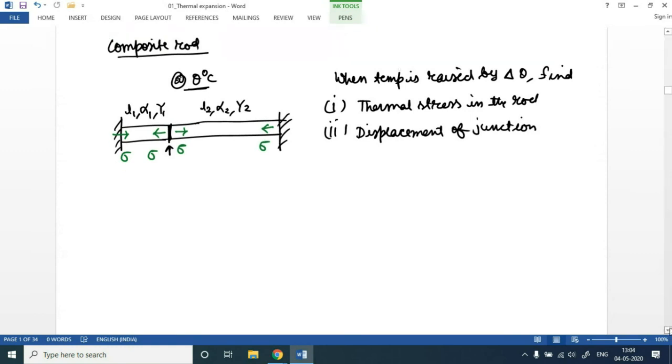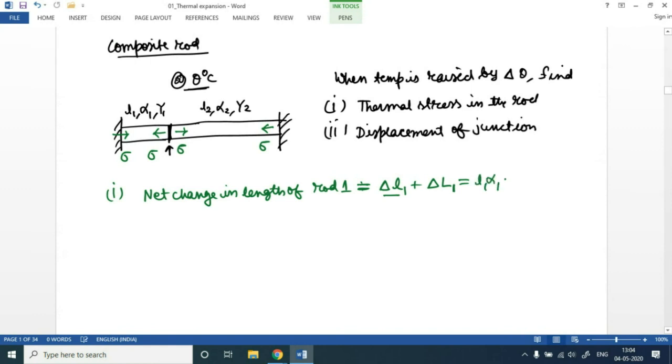Okay, so how can we proceed with this? Let's look at the answer for the first part. So let's write the net change in length of, say, rod 1. Rod 1 would be expanding due to thermal expansion, and it would be compressed due to thermal stress. So like in the previous question, we learned to write delta small l plus delta capital L. For rod 1, this quantity delta small l is going to be equal to, like we learned in the previous question, L1 alpha 1 delta theta.